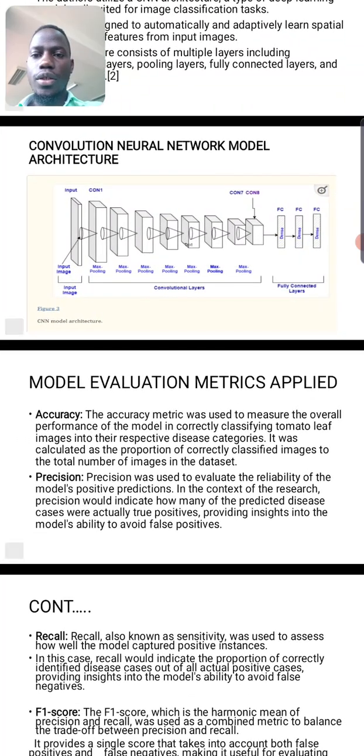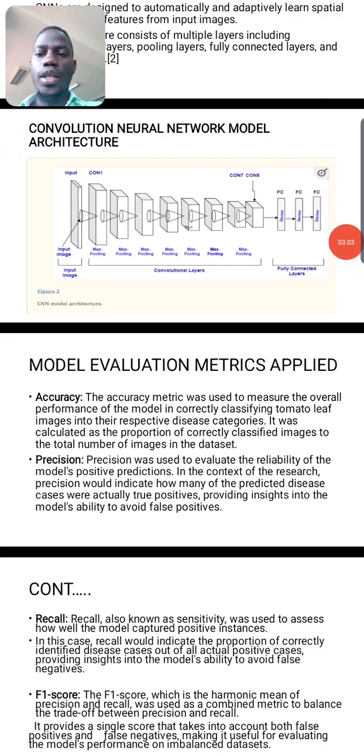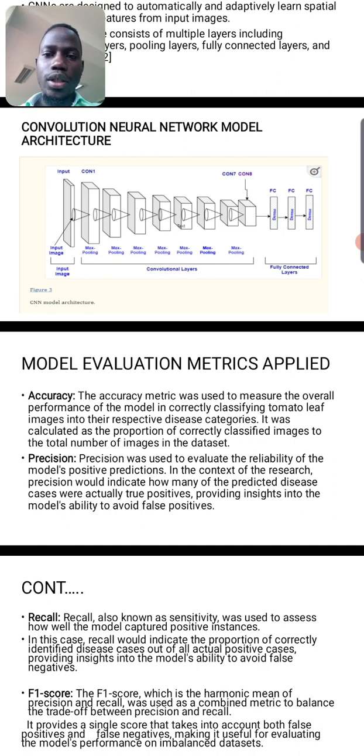This next slide shows the visual architecture of the convolutional neural network model. You can see it has the input section where the input image is first placed, and then the image goes through the max pooling layers, that is the convolutional layers, until it reaches the fully connected layers. That is the convolutional neural network architecture.